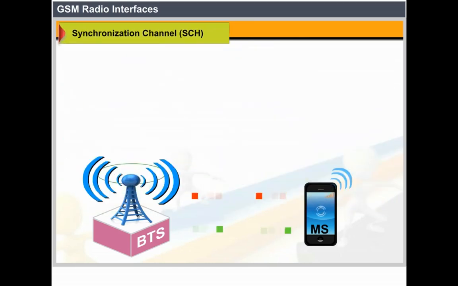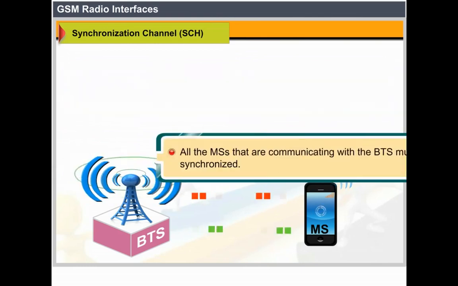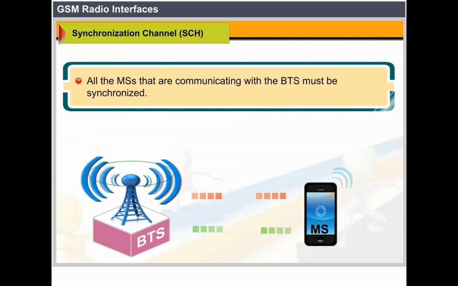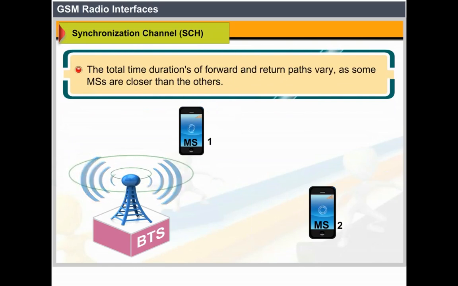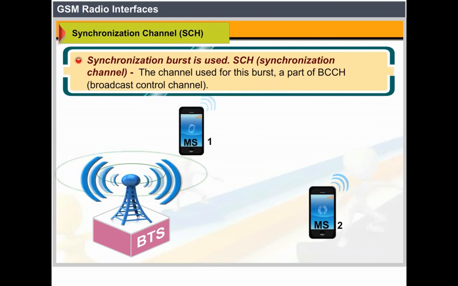Synchronization channel SCH. The TR bits help the receiver in correcting path changes. All the MSs that are communicating with the BTS must be synchronized. The total time durations of forward and return paths vary as some MSs are closer than others. A timing advance is required for synchronization when a BTS receives a signal from a far-off MS compared to a short-distance MS. A synchronization burst is used. SCH, synchronization channel, is the channel used for this burst, a part of BCCH, broadcast control channel.